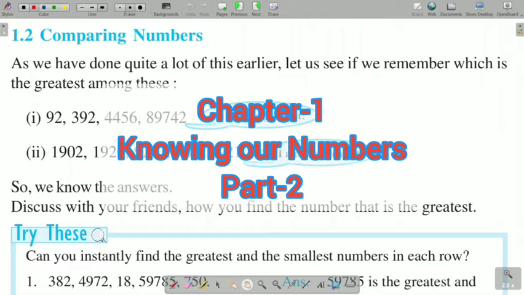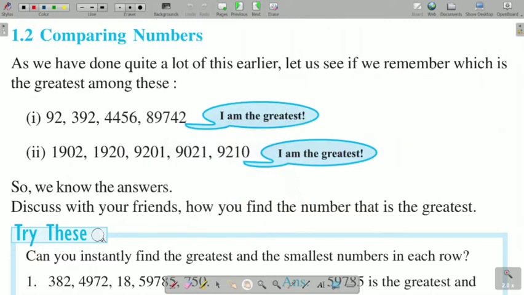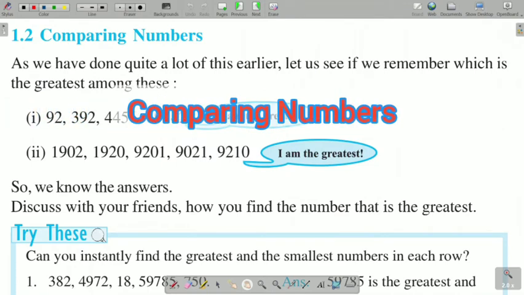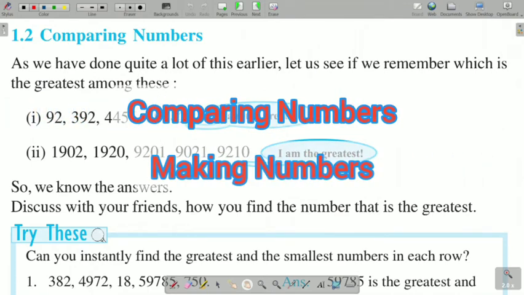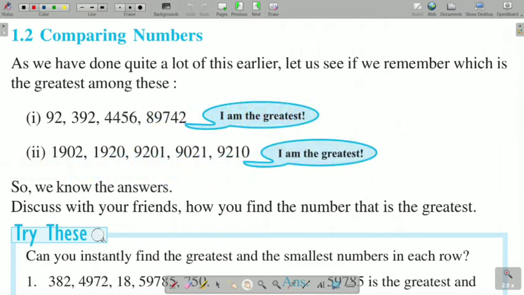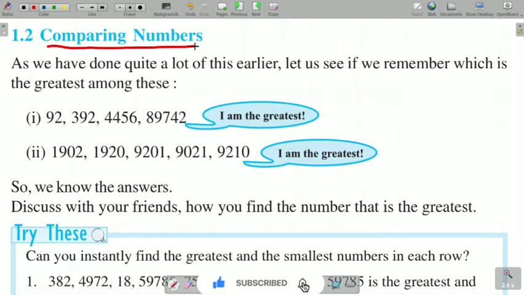Let's start the class. Now let's have an overview of today's class. Today's first topic is comparing numbers and the second topic is making numbers. Coming to the first topic, comparing numbers. In part 1 we have already discussed how to compare numbers. If you have not watched that video, please go and watch it first, then you will understand how to compare between numbers.